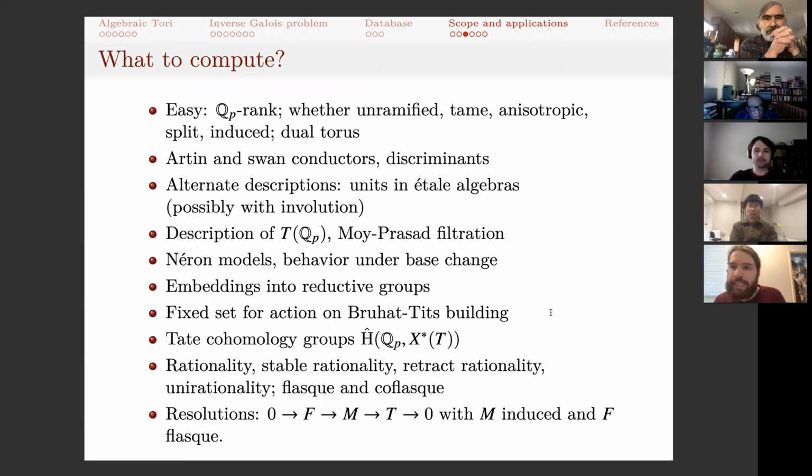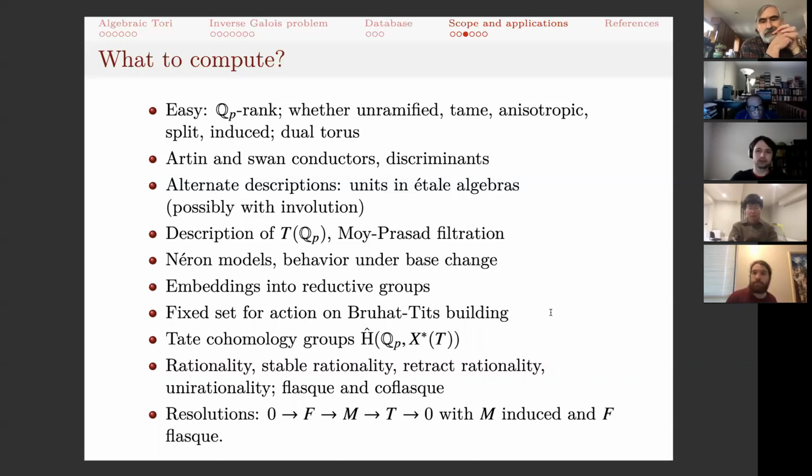So some easy things: the Qp rank, so that's just the rank of the lattice that's fixed under the action of the Galois group. Some Boolean quantities: whether you're unramified, tame, anisotropic, split, induced from some field extension, what the dual torus is. Some representation theory, Artin and Swan conductors.